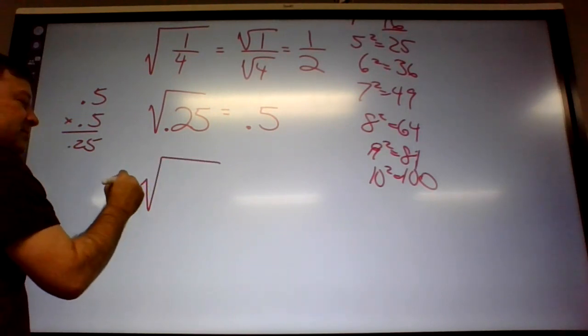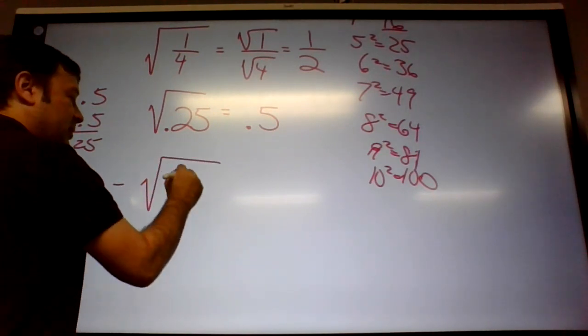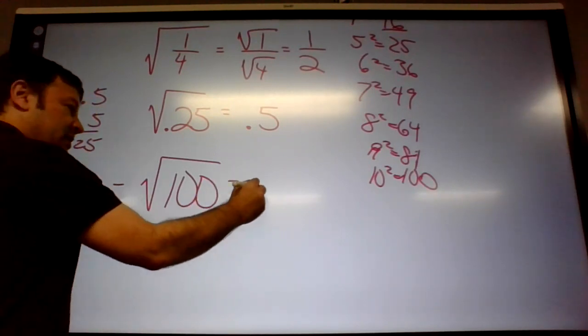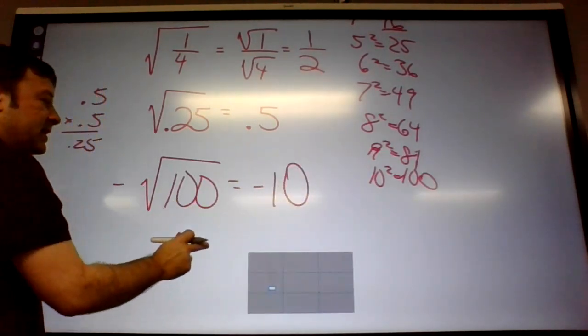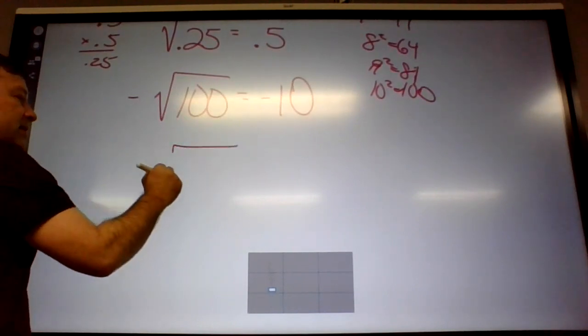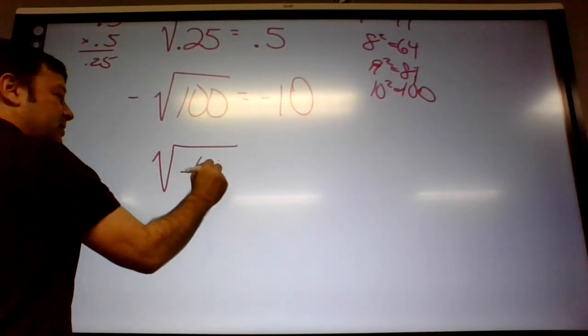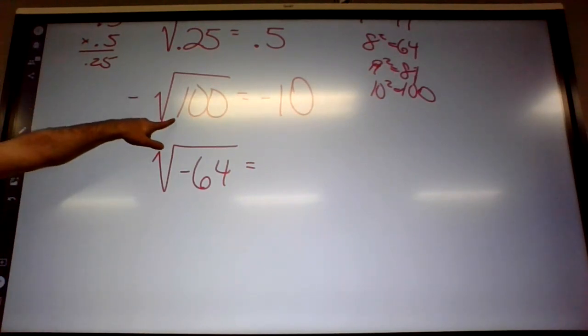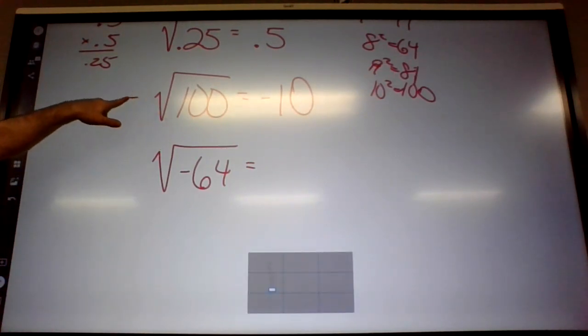How about this? Negative square root of 100. It is an answer, it's negative 10. So you basically do the square root of 100 and then tack on the negative.